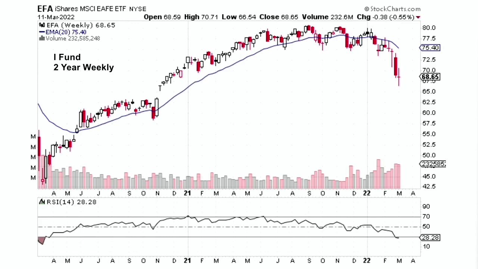I Fund has fallen off the cliff. A lot of that obviously is because of the war in Ukraine. Europe is a lot more at stake in that than we are here. Huge negative volume for the past few weeks. It's oversold. RSI is oversold.